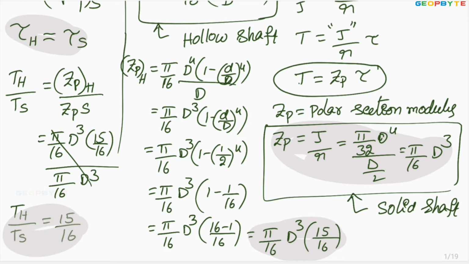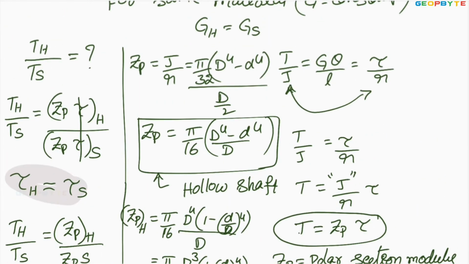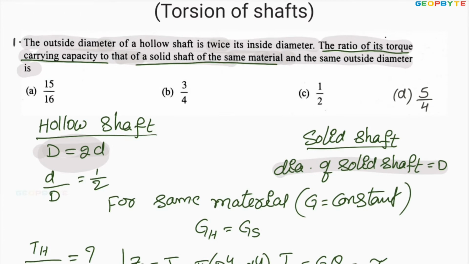I hope all of you understood. This is a very important problem. The answer is 15 by 16. Let us go for the options. Option A is 15 by 16. Therefore, option A itself is absolutely correct. I hope all of you understood. Let us move to the second problem.